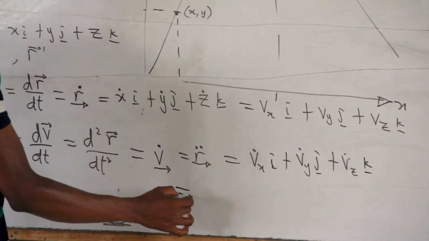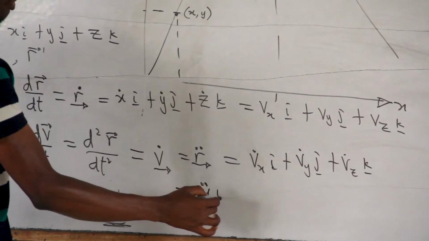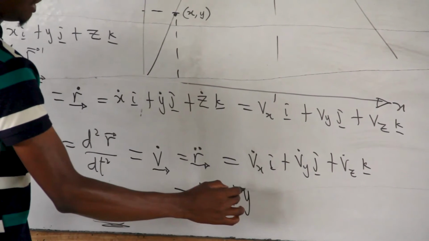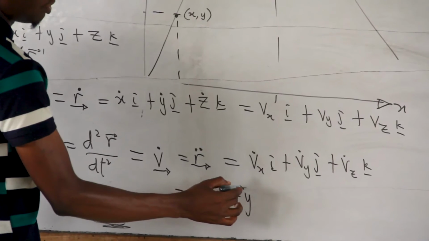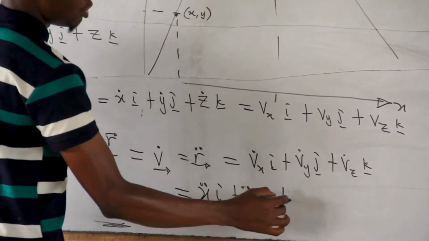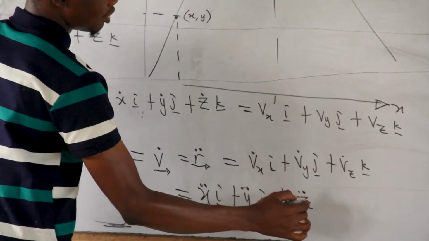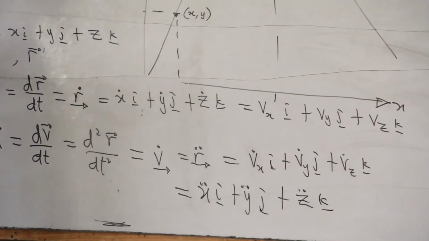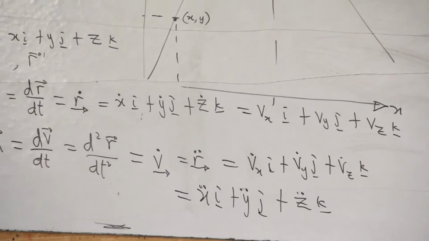which I can also write as x double dot i plus y double dot j plus z double dot k. Do you understand that? You get it? So it can be as easy as that.